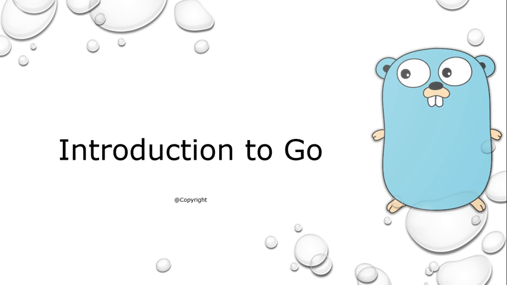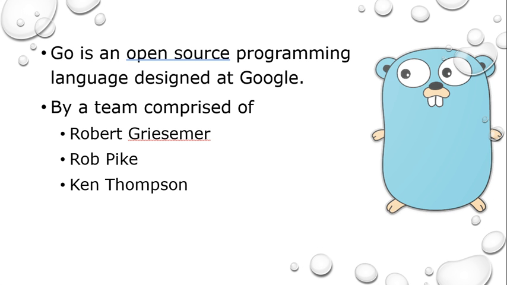First of all, what is Go? Go is an open source programming language designed at Google. With Go, you can easily build reliable and efficient software. Go is designed and developed at Google by a team comprised of Robert Griesemer, Rob Pike, and Ken Thompson.